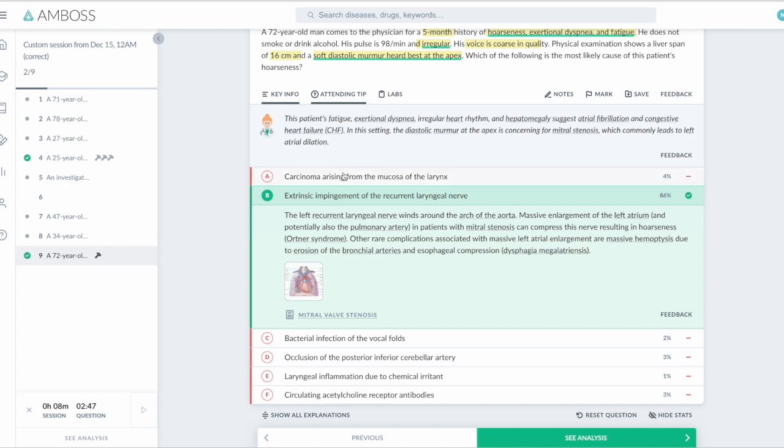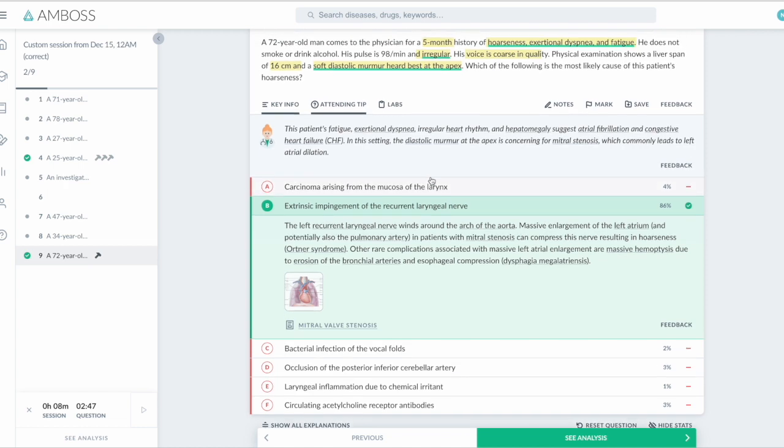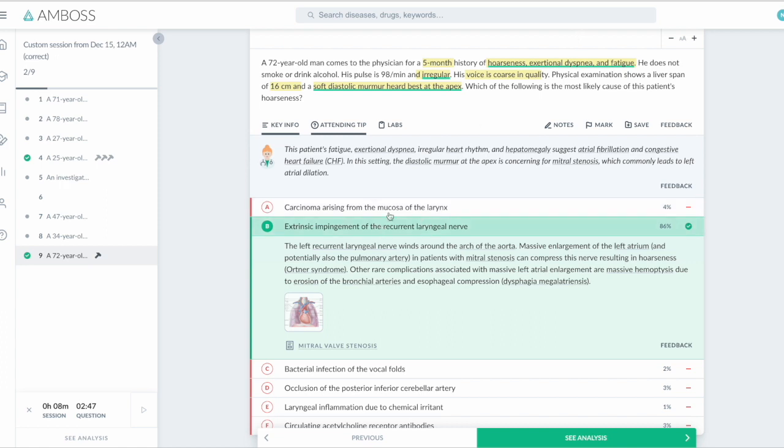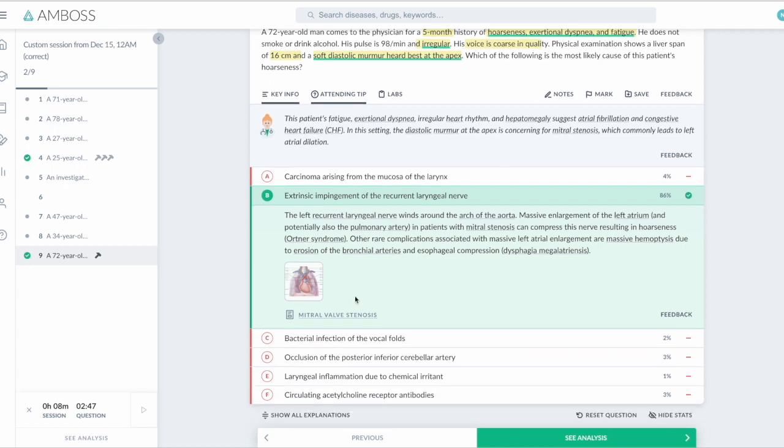For example, carcinoma arising from the mucosa of the larynx. Okay, so carcinoma could be consistent with this history, but he does not smoke or drink, which is unusual. It's unusual that laryngeal cancer will come in someone who doesn't smoke or drink. Plus, he doesn't have weight loss or any local symptoms of pain, especially that he has exertional dyspnea and fatigue, meaning that he has a heart problem, right? Bacterial infection of the vocal folds wouldn't persist for 5 months, he wouldn't seek medical attention. Plus, he doesn't have fever, right?